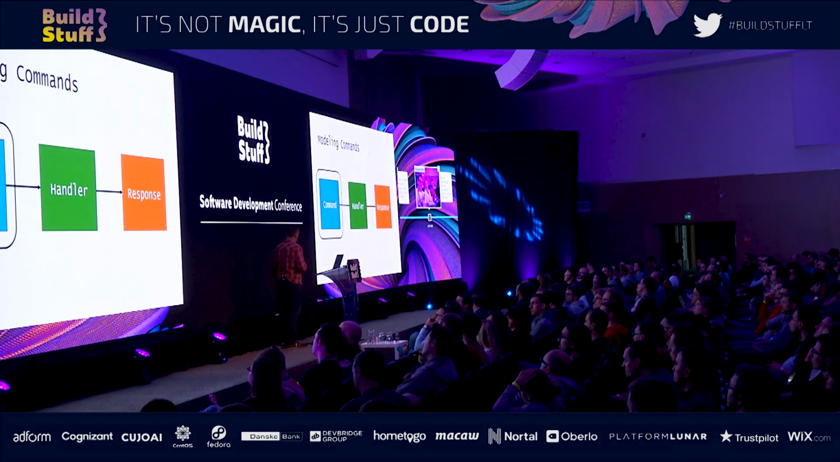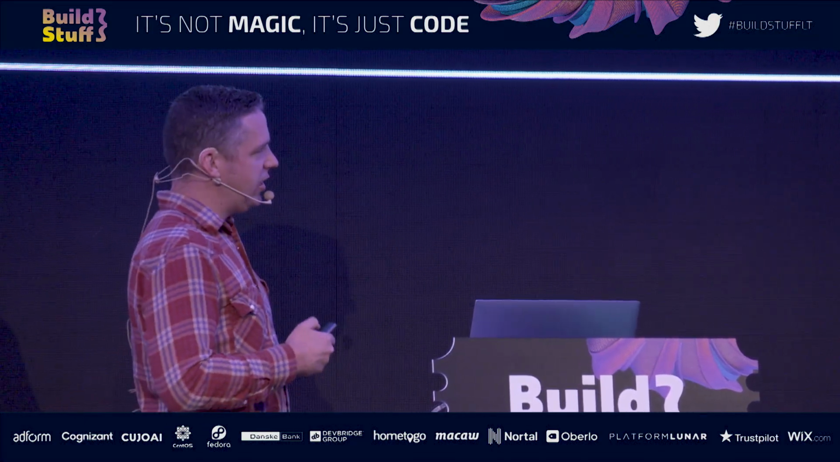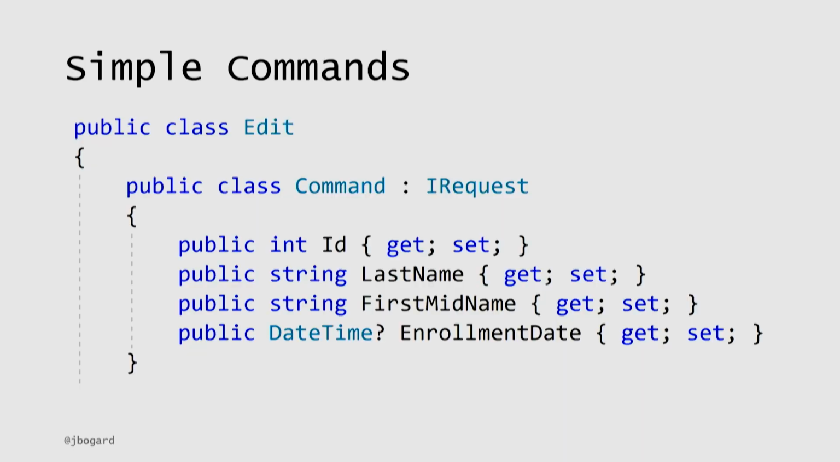So let's look at what those commands could look like. The simplest of commands doesn't necessarily return anything. In this case, my command just implements this IRequest interface with no return type, because it could just be fire and forget: just do this thing, but I don't need to get any response back from the other side.